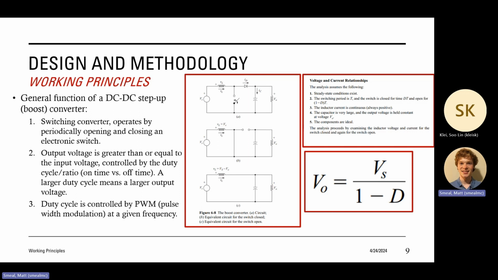So the biggest thing is the output voltage, depending on the duty ratio, is going to be greater than or equal to the input voltage. And again, you control that by the duty ratio, so on time versus off time for the DC. A larger duty cycle means a larger output voltage. Obviously that's controlled by PWM for a given frequency, and we'll show which we selected after that. But you can see the circuit over on the right. You've got a diode, fixed inductance and capacitance, and then a variable load resistor as well.